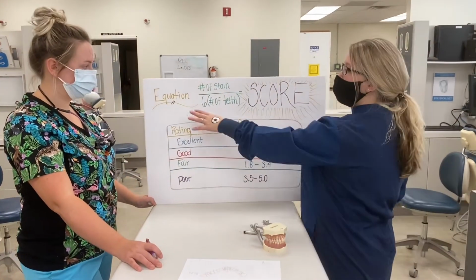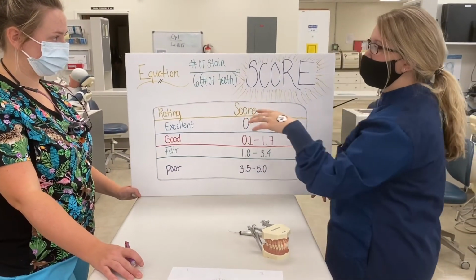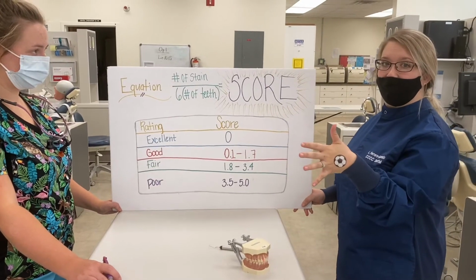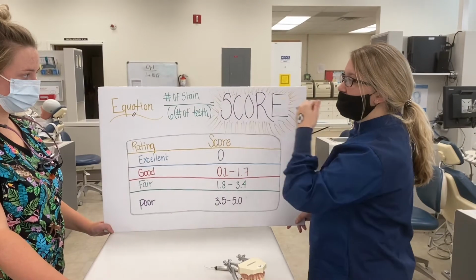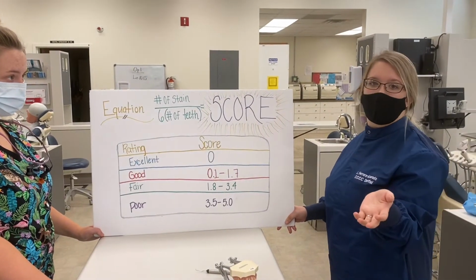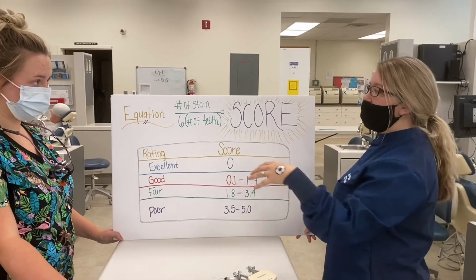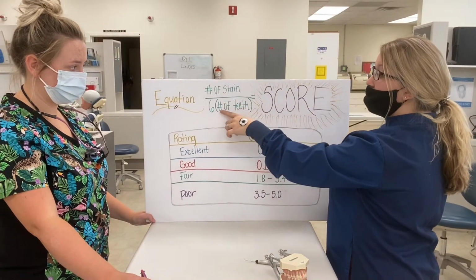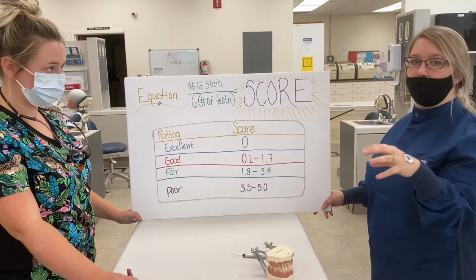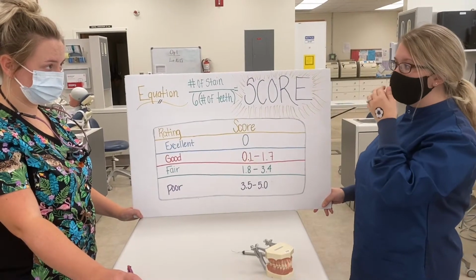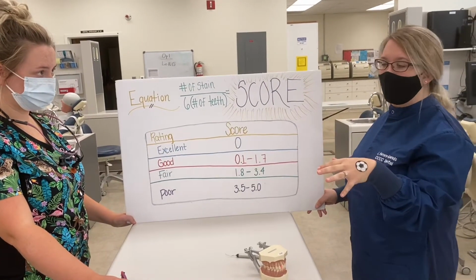Okay, so for here, our equation: the surfaces are split in 5, so we're going to add up all the surfaces that have stain, and that's going to go here. The minimum it can be is 0, the maximum can be 30, and then it's divided by the number of teeth, which is 6, because we're only doing 6 teeth, whether it's the PHP or the PHPM, because we use the same equation for either one.